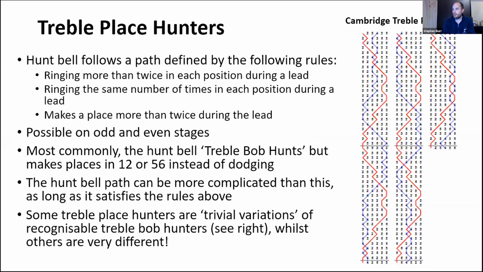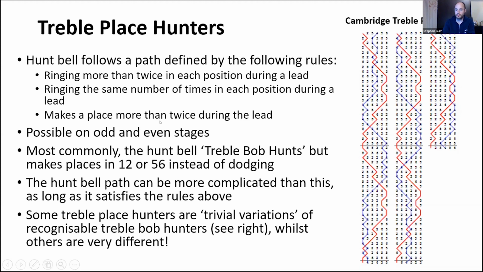So let's move on from treble dodging hunters to treble place hunters. If you remember, with the treble dodging hunters, we had some definitions that tell us how the hunt bell moves, and that's what defines those methods as treble dodging hunters. Well, in treble place hunters, the rules are pretty similar, except that the hunt bell makes a place more than twice during the lead.